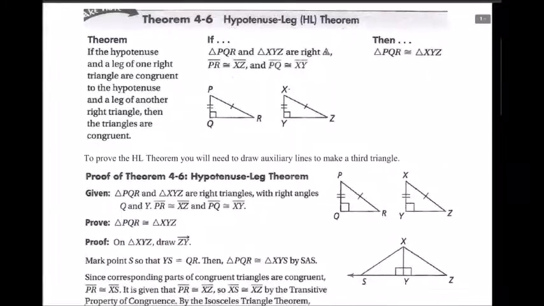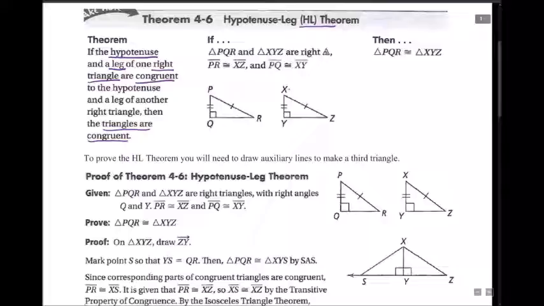Let's take a look at our theorem here. Our theorem is the hypotenuse leg theorem, the HL theorem for hypotenuse leg. And guess which parts of the triangle we're going to use for this one? Yes, that's right, a hypotenuse and a leg. So our requirement here says if the hypotenuse and a leg of one right triangle, that's important, are congruent to the hypotenuse and leg of another right triangle, then our triangles are going to be congruent.